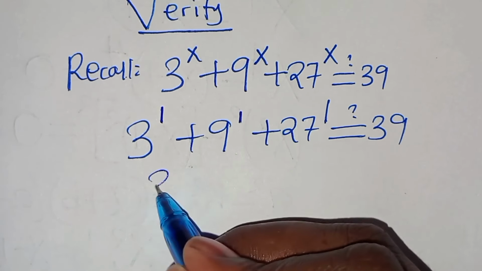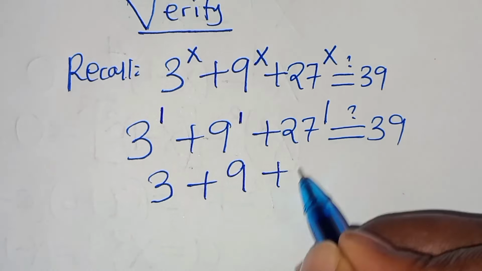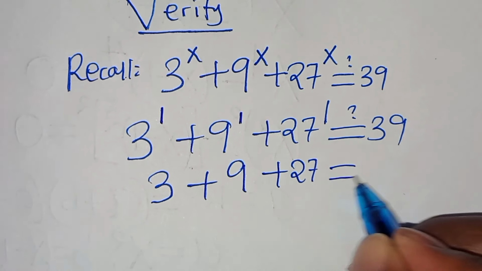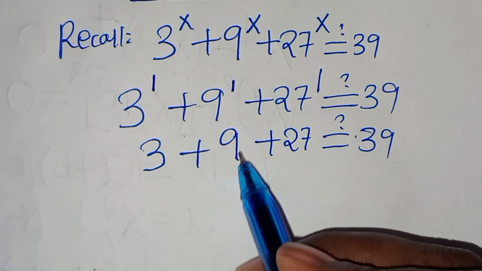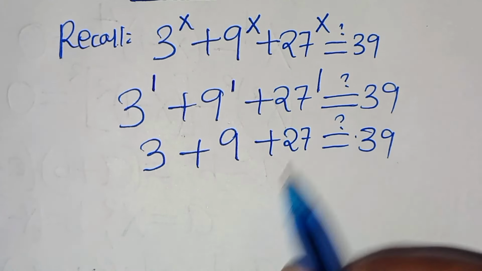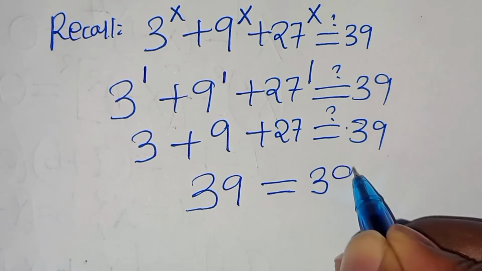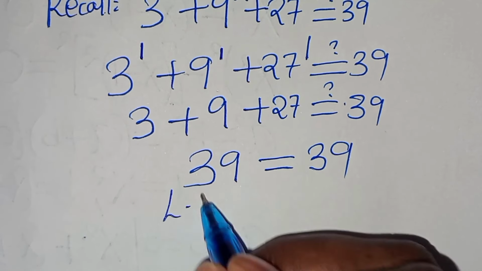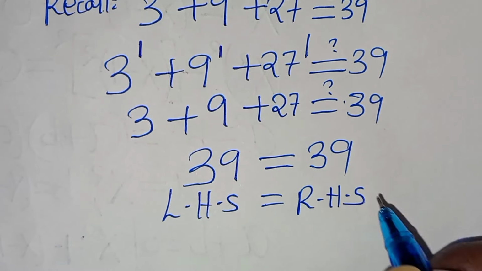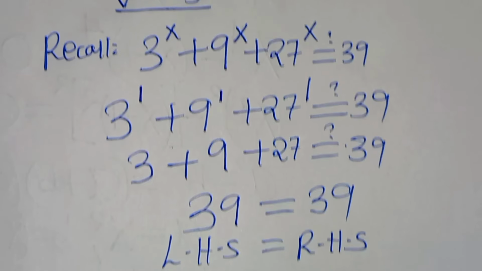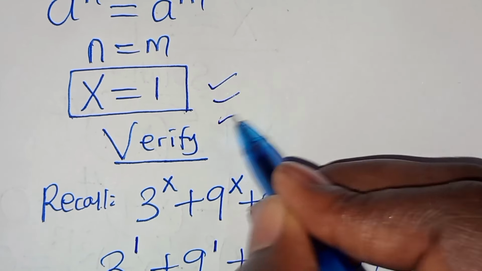Now, 3 to the power of 1, this is 3, plus 9 to the power of 1, this is 9, plus 27 to the power of 1, this is 27. So we have 9 plus 3, this is 12, plus 27. This is equal to 39, which is equal to 39. So the left hand side is equal to the right hand side. And this affirms that the value of x, which is equal to 1, satisfies the equation.